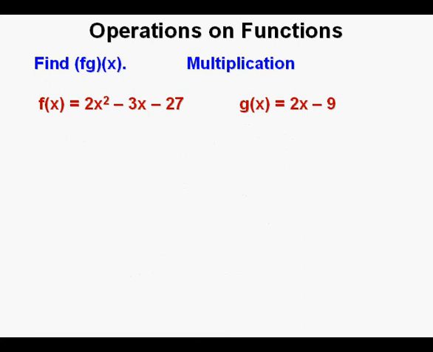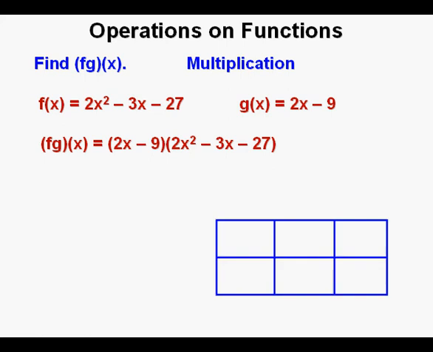Now we'll multiply. Find fg of x, as in f times g of x. For this we'll say that fg of x, or f times g of x, is quantity 2x minus 9 times quantity 2x squared minus 3x minus 27. That's a binomial times a quadratic trinomial. Let's multiply this out using the box method. Since it's a trinomial times a binomial, we'll use a 2 by 3 box.